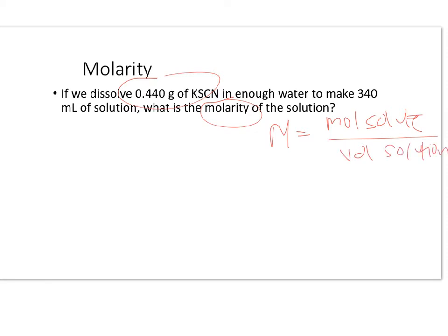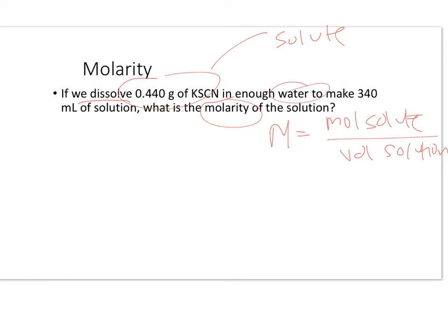Okay, all right, so what we need to do is we need to first decide which substance that they've provided is our solute and which one is our solvent. Okay, so now notice here they've told us that if we dissolve 0.440 grams of KSCN, remember that the solute is the thing that gets dissolved. The solvent is the thing that is doing the dissolving. So in this situation, the thing that's dissolved is the KSCN, so it's our solute, and the thing that's doing the dissolving, the water, is our solvent.